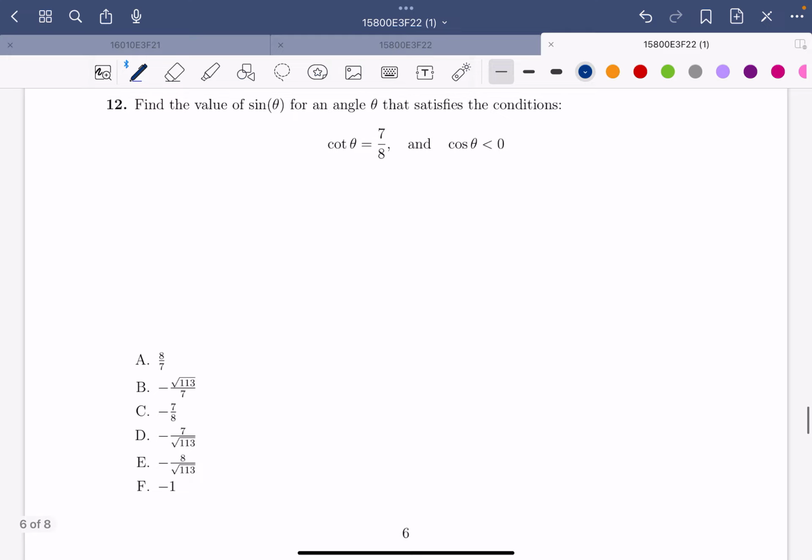Number 12. Find the value of sine theta for an angle theta that satisfies the conditions cotangent equals 7 over 8 and cosine theta is less than 0.